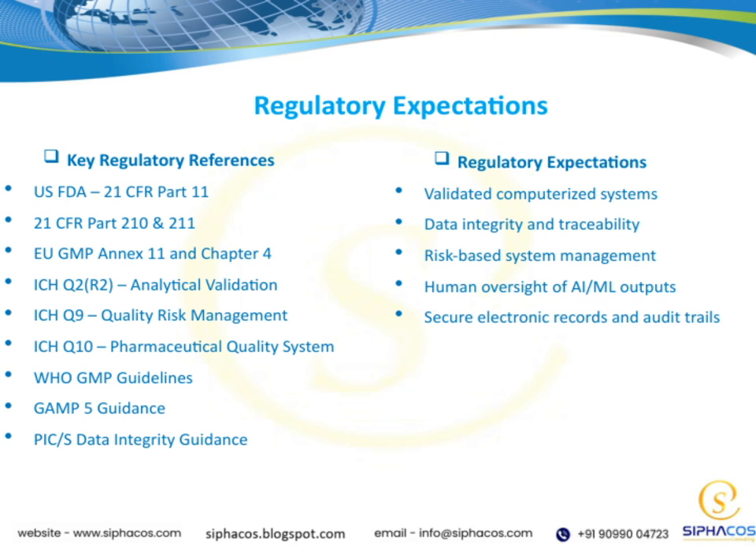Now, relating these points to the key regulatory references, such as the U.S. FDA's 21 CFR Part 11, which sets the standards for electronic records and signatures, or the EU GMP Annex 11 and Chapter 4, which focus on computerized systems and data integrity. Other important guidelines include ICH Q2(R2) for analytical validation, ICH Q9 for quality risk management, and ICH Q10, which covers the pharmaceutical quality system. Additionally, WHO GMP guidelines, GAMP 5 guidance, and PIC/S data integrity guidance all reinforce these principles.